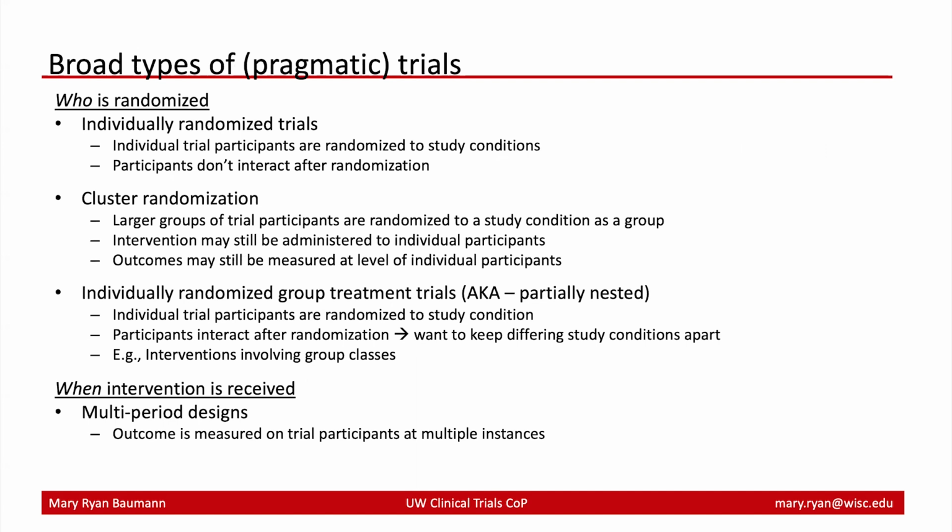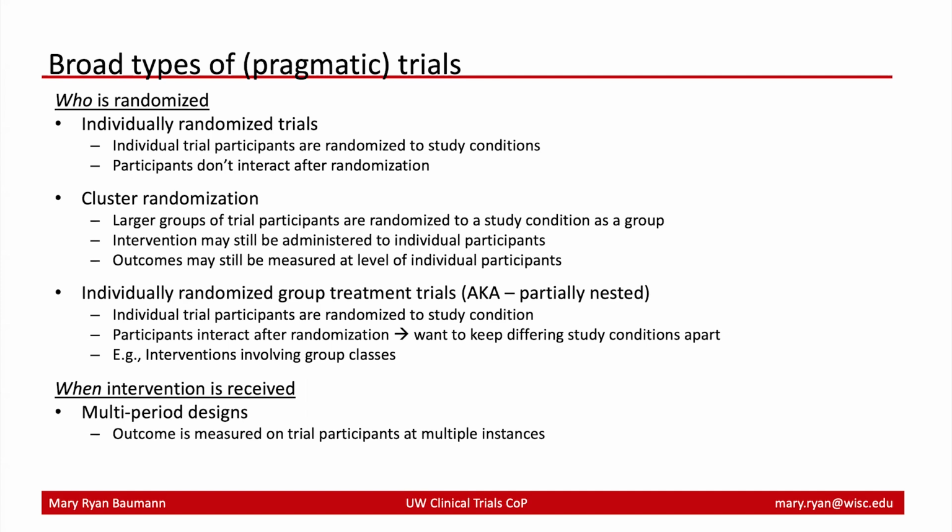To talk about some broad types of pragmatic trials briefly, I break this down into basically who was randomized in the trial and when the intervention is received. And these are just some examples. You might have pragmatic individually randomized trials where you have individuals that are randomized to study conditions, and then the participants don't interact with each other after randomization happens. So this is your classic RCT setting.